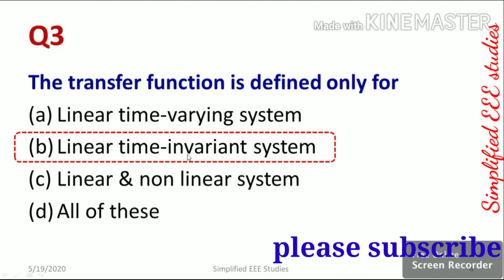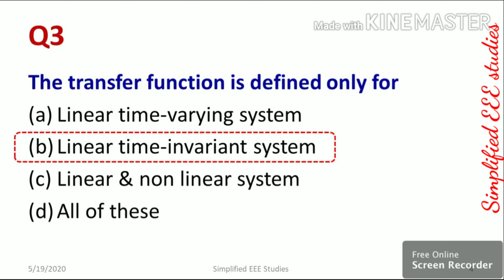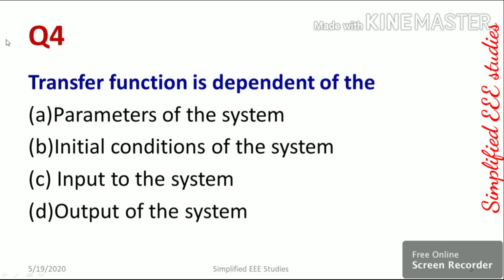So what do you mean by a linear time invariant system? It is a combination of a linear plus time invariant system. It obeys the principle of homogeneity and superposition, and you can apply the convolution principle also. So we can say that the transfer function is applicable only on linear time invariant systems, or simply you can call them LTI systems. Let me move on to question number 4.